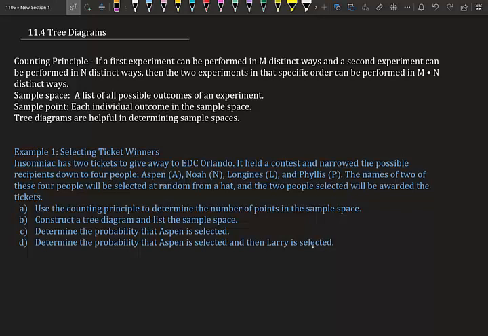Sample space: a list of all possible outcomes of an experiment. Sample point: each individual outcome in a sample space. Tree diagrams are helpful in determining sample spaces. So we're actually going to be using tree diagrams to determine probability.